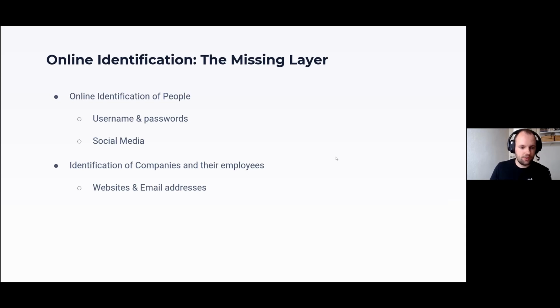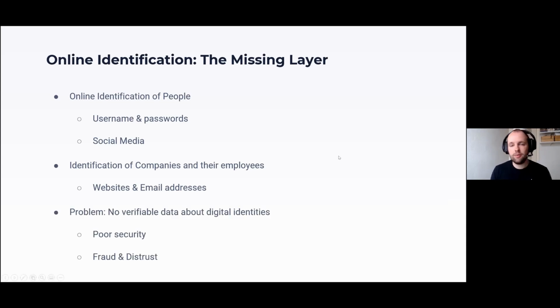And what this leads to is that we have a few problems online, and that's that there's no verifiable data about digital identities, which leads to poor security. It's very easy to fake someone's identity, and that is basically giving us fraud and a general distrust on the internet. Probably everyone has that feeling that everything you read online, you have to kind of criticize because it's often incorrect or someone lies, or it's very difficult to trust anything online.